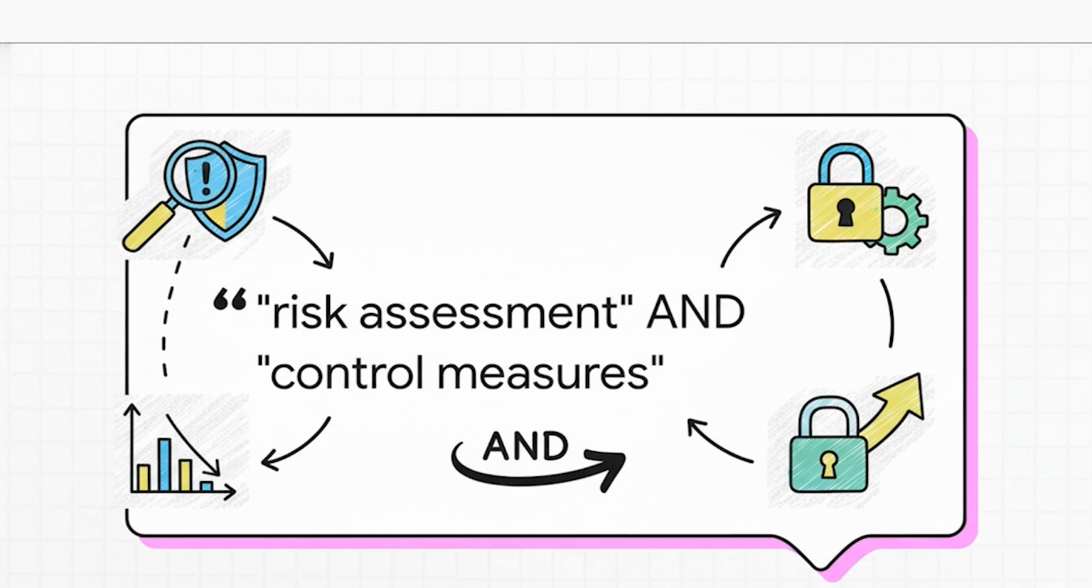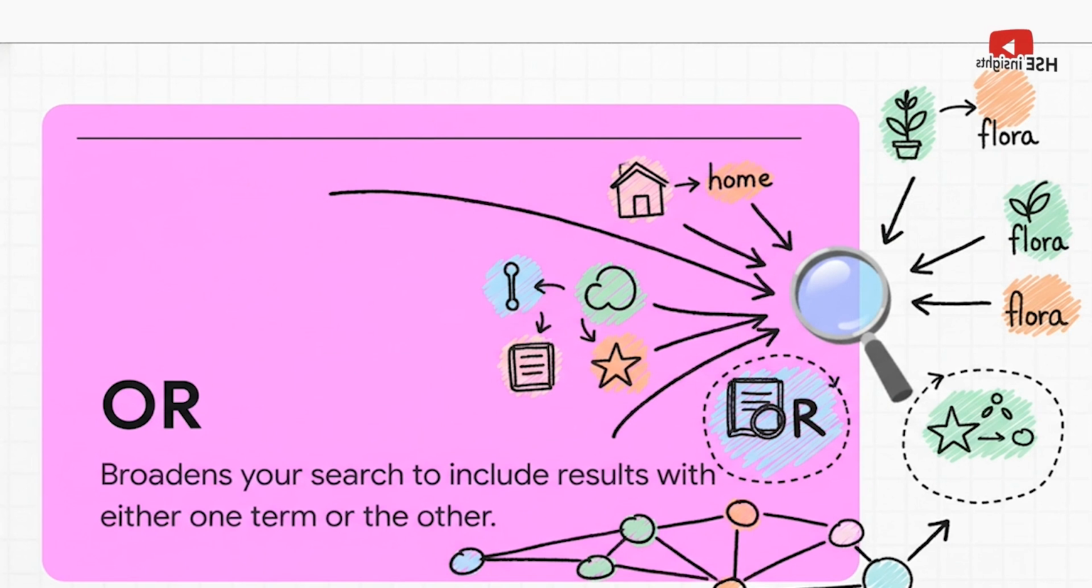Okay, so if AND narrows things down, what if we want to do the opposite? That's where OR comes in. It broadens your search. This is your absolute go-to when you're dealing with synonyms or different ways of saying the same thing. You're basically saying to Google, hey, I don't care which one you find. Show me results with this term or results with that one. Either is fine.